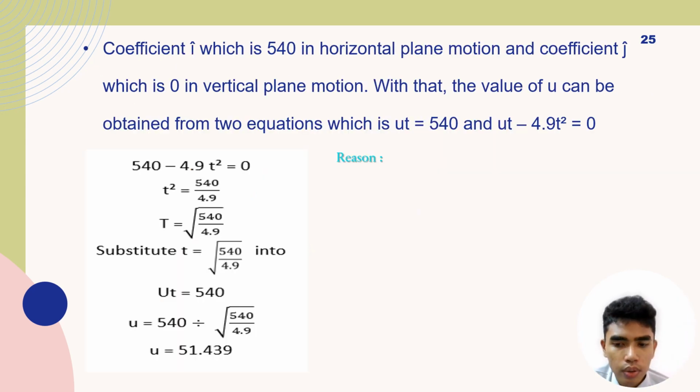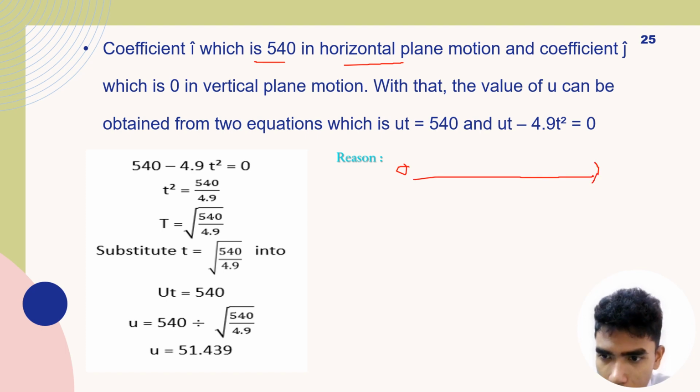Like this question says, we have the coefficient which is 440 in horizontal plane motion, and coefficient j which is 0 in vertical plane motion. Why is our coefficient 440? Because it is the final distance our object travels at the end point. So here we have 0 meters at the start, and finally we reach 440 meters, which is our final distance. We got 440 for both of them.